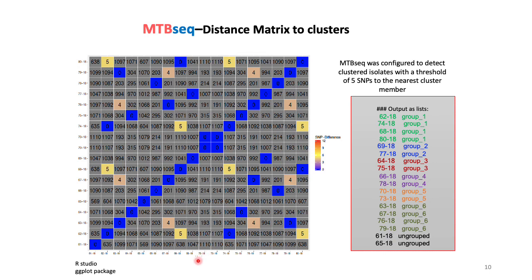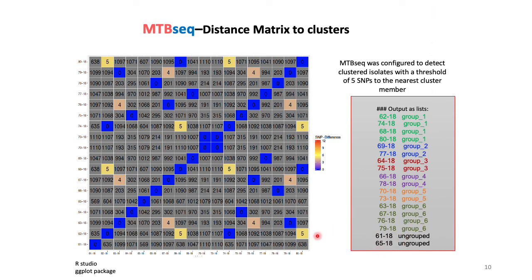And you can see, for example, between this isolate from group 1, 6218, and another sample in group 1, they have 5 SNPs difference. And 61 and 65, these 2 samples, are ungrouped. So it means that they have more than 5 SNPs difference from each of these groups and from each other.